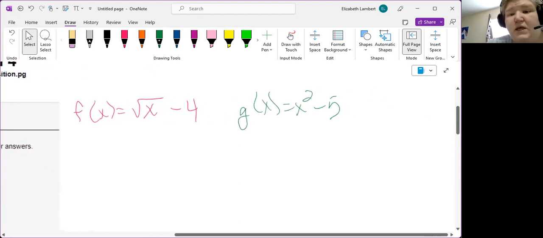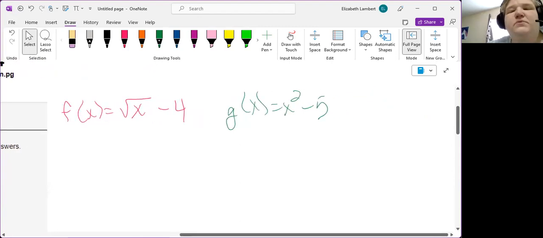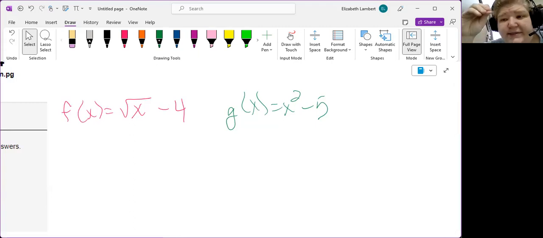Okay, so there's f and g. So function notation tells us f of x means to take the square root of x and then subtract 4. X is a placeholder here, though. I know we spend a lot of time before now, we've solved for x a lot, but now you have to think a little more abstractly about x. X is a placeholder for anything.